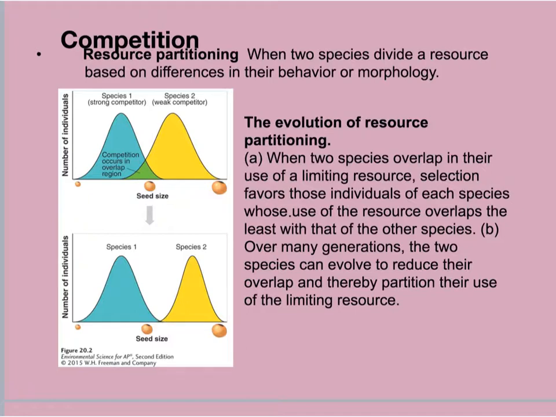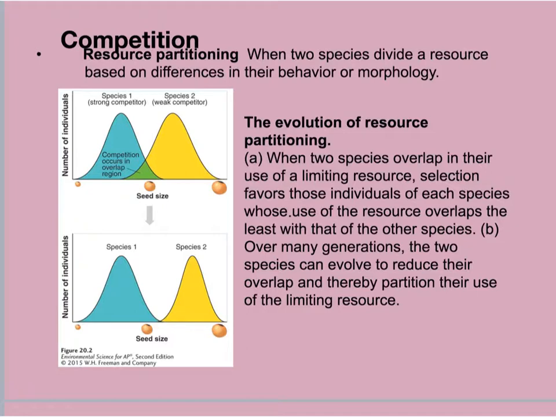So as a result, individuals of both of these species are competing for medium seeds. The overlap is represented in here in green. If species 1 is the better competitor for the medium seed, then the individuals of species 2 that are competing for the medium seeds will have poor survival and reproduction.